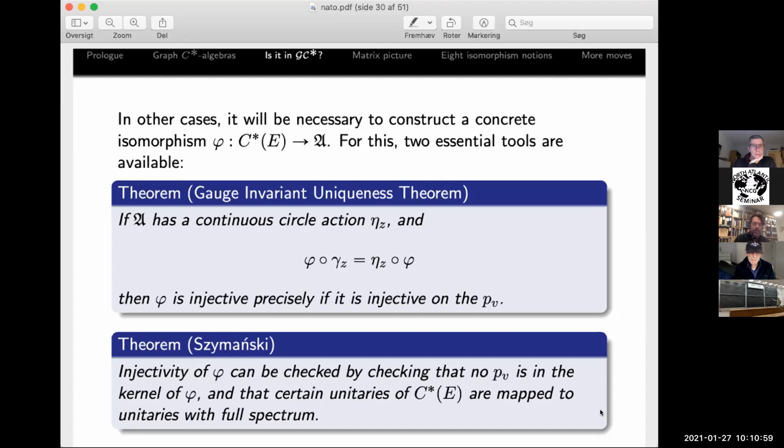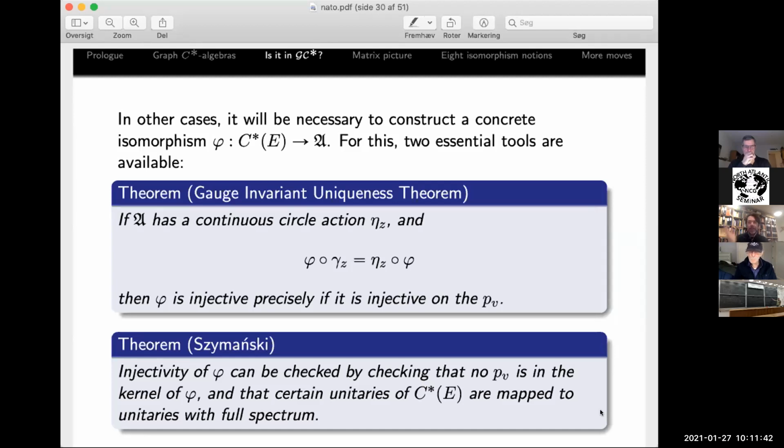And Szymański has a result. I haven't written it up very carefully, but it also goes back to the Cuntz-Krieger paper, that essentially if you want to check injectivity of such a map, you need to check that no projection is killed by it, and then certain unitaries in the graph C-star algebra that have full spectrum will be mapped to other unitaries with full spectrum. There are some details I'm glossing over here, but these are very powerful tools for giving you an isomorphism, or at least injectivity, and they are extremely useful here.